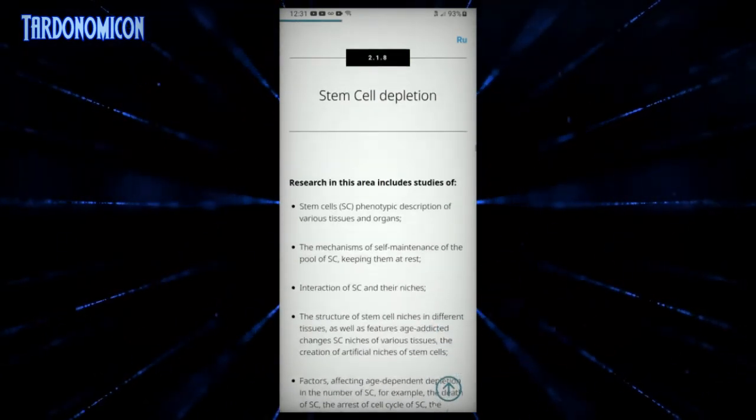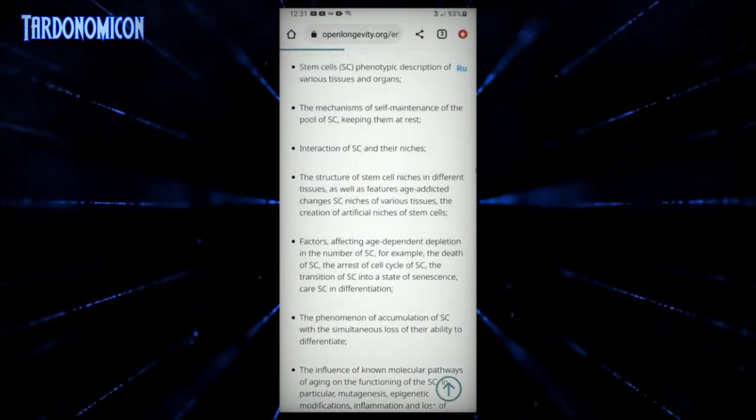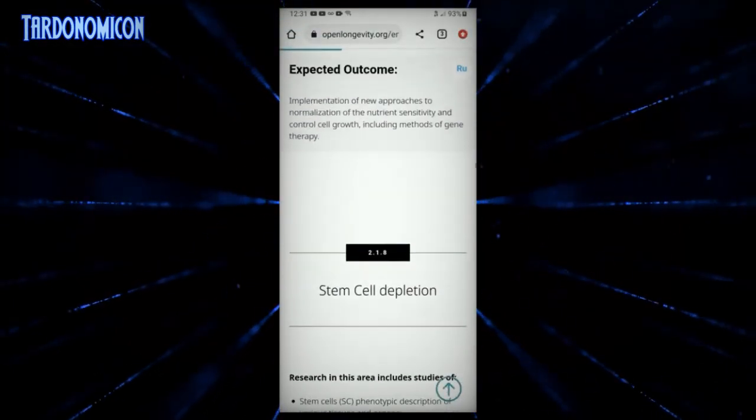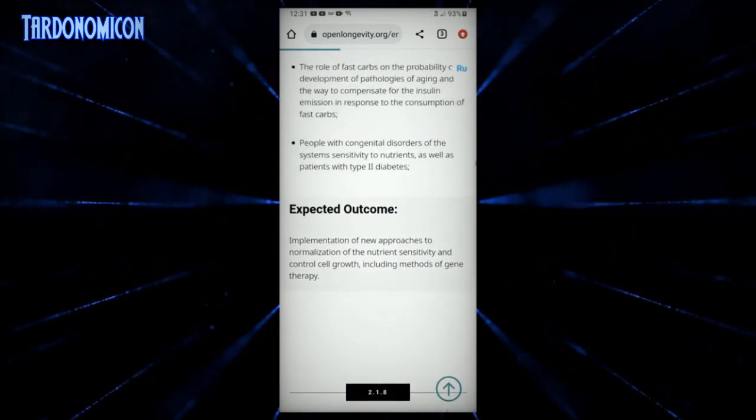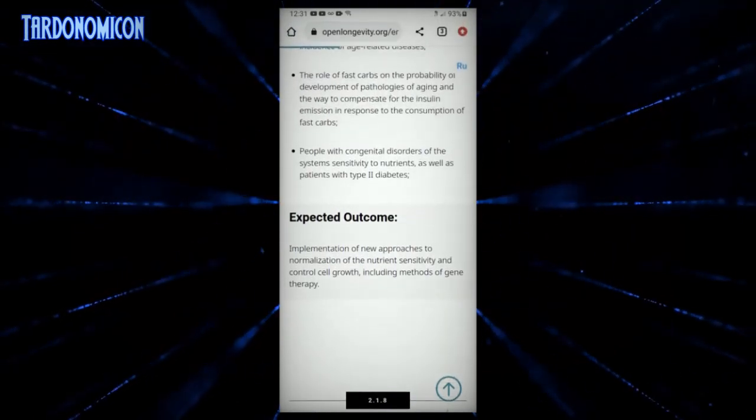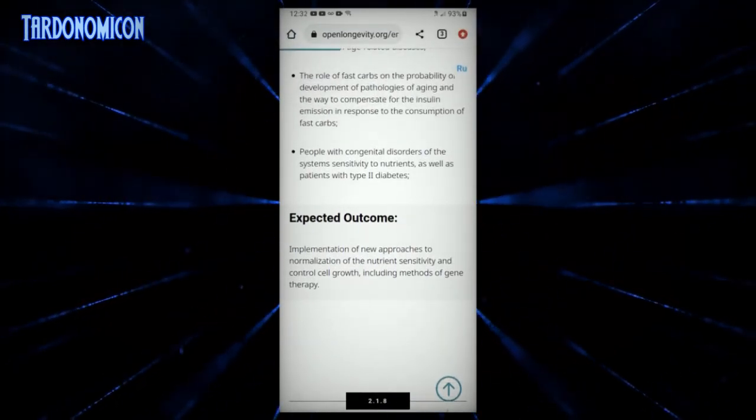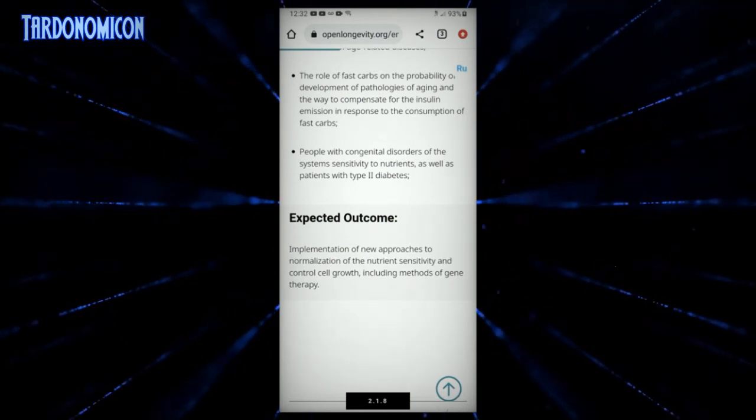Stem cell depletion, okay. I'm going to get back into this. This will be part 1. And then I'm going to start again at stem cell depletion. I think I'm going to cover all of this because this is quite interesting and I want my viewers to see this stuff.